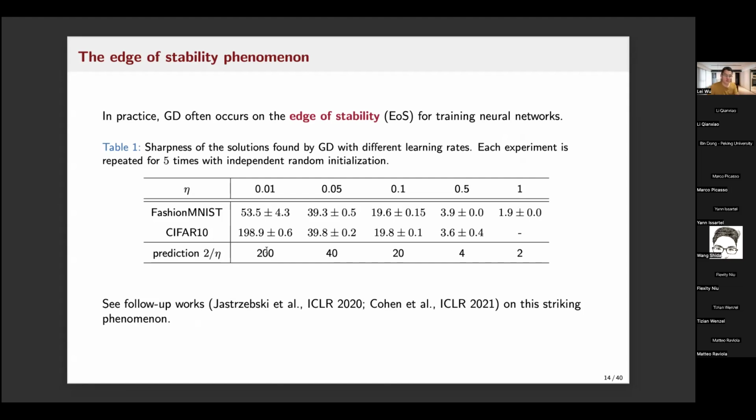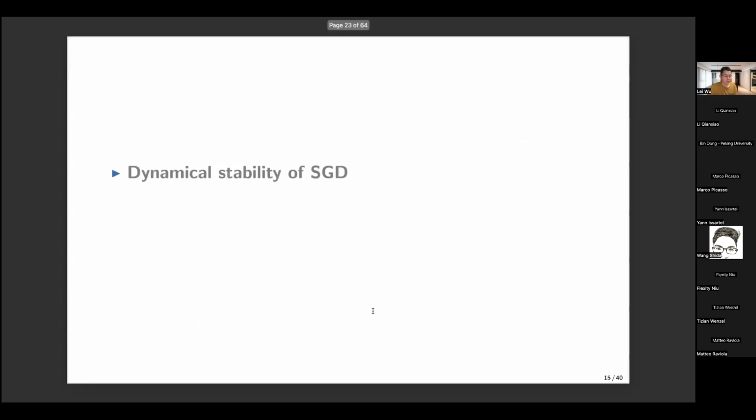I didn't do a very sophisticated, detailed investigation of this phenomenon, but if you are interested, you can look at the follow-up works from these two papers on this striking phenomenon. Now, the actual question is, what about SGD?